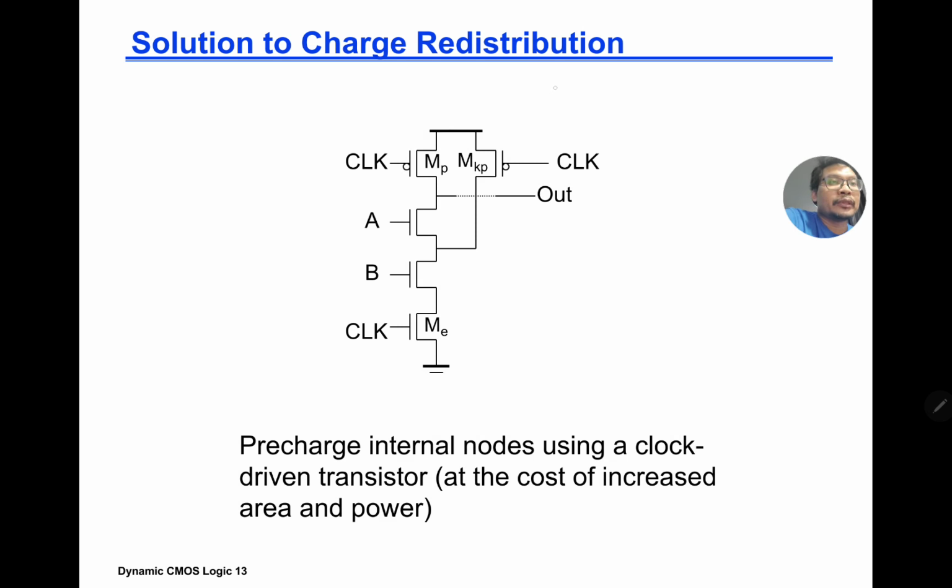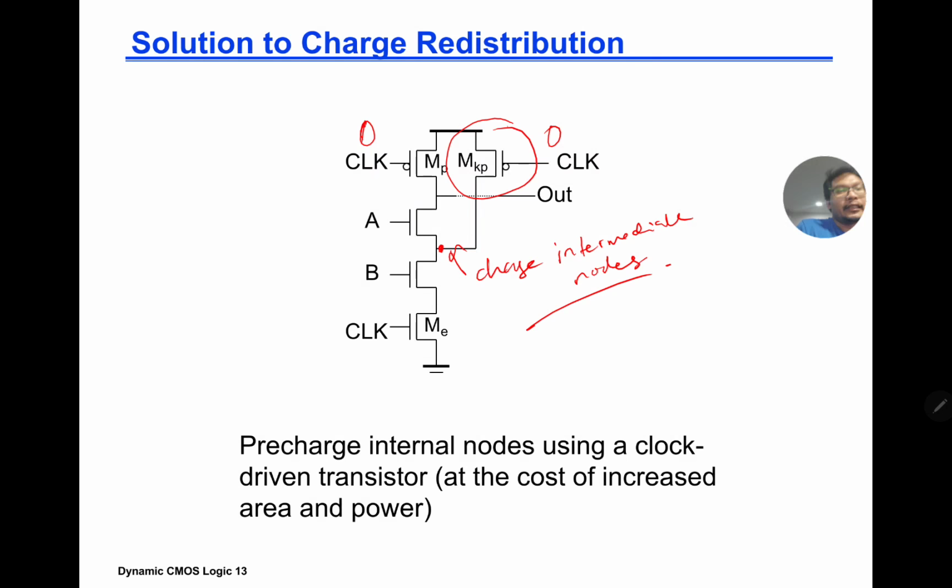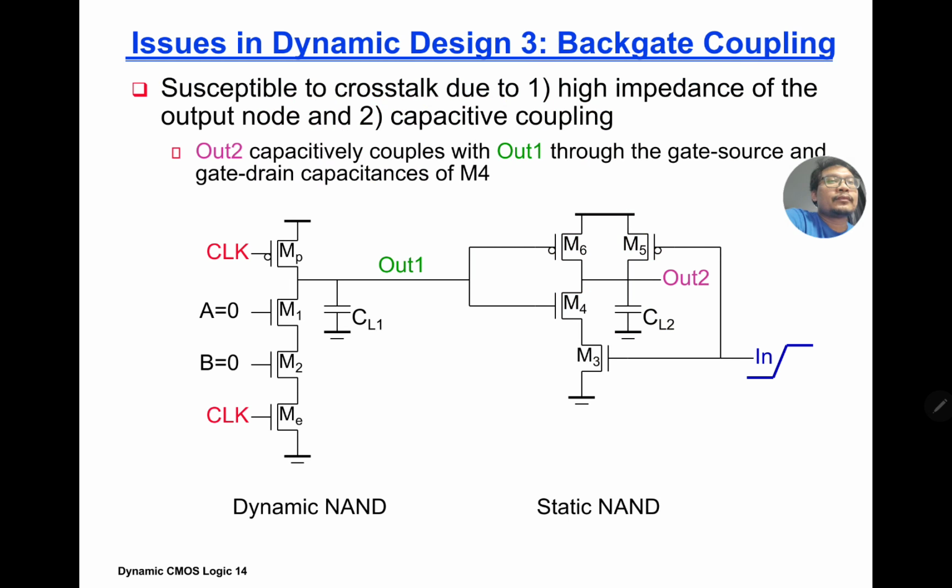So the solution to the charge redistribution is to pre-charge internal nodes using a clock driven transistor, at the cost of increased area and power. So we add one more transistor. Let's say this is 0 during pre-charge. During pre-charge, we charge the intermediate node. Because the intermediate node is not charged before, the charge from the main output node is going to be shared with the intermediate node. So let's charge the intermediate node, so it cannot be shared later on during evaluation.